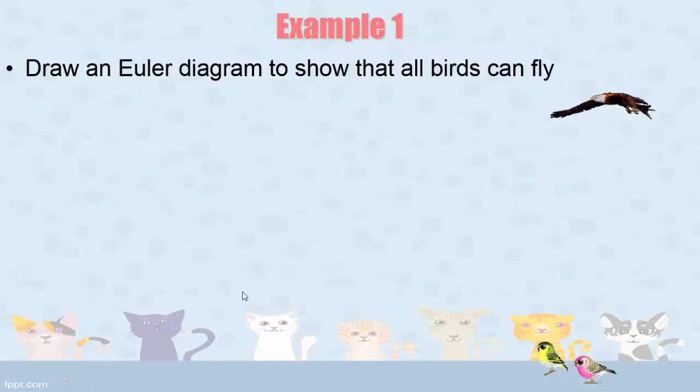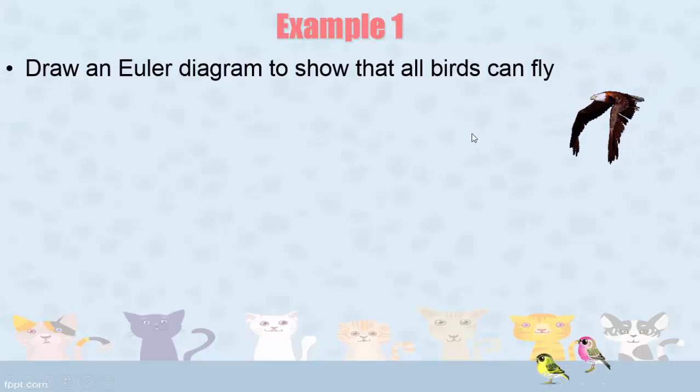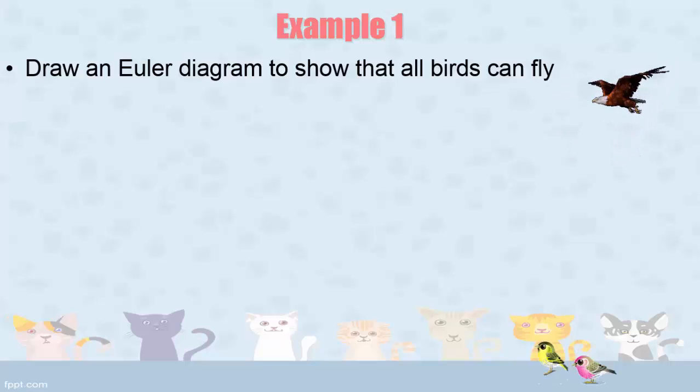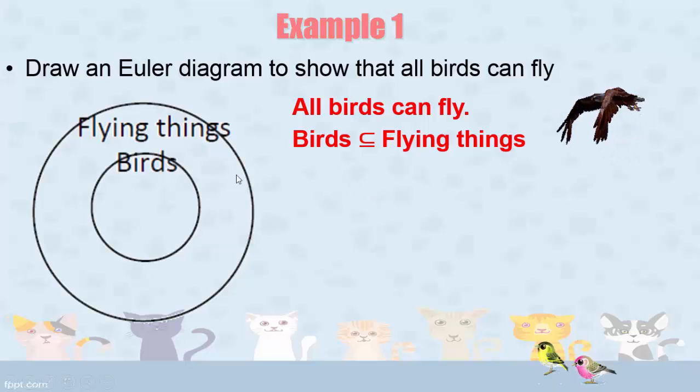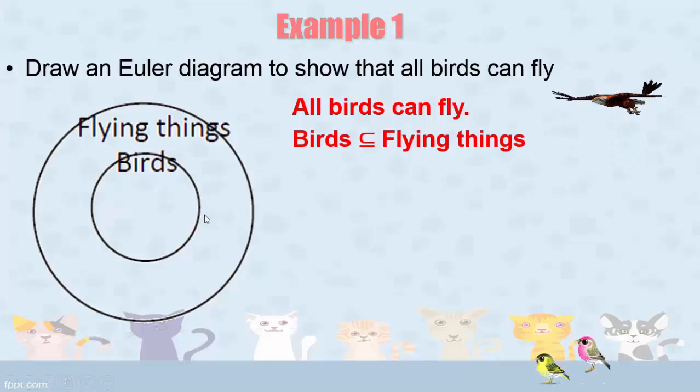In example number 1, we're going to draw the diagram to show that all birds can fly. So let's see. Which is a subset of which? Are birds a subset of flying things, or are flying things a subset of birds? Well, there are things that fly that aren't birds, like bats. So all birds do fly. Well, there's some that don't, but we'll discuss that issue later. Let's assume that all birds do fly. We can say that all birds can fly, and birds are a subset of flying things. So that means we could write it like this, where we have flying things, and then birds are the circle inside of flying things, or a subset of flying things.